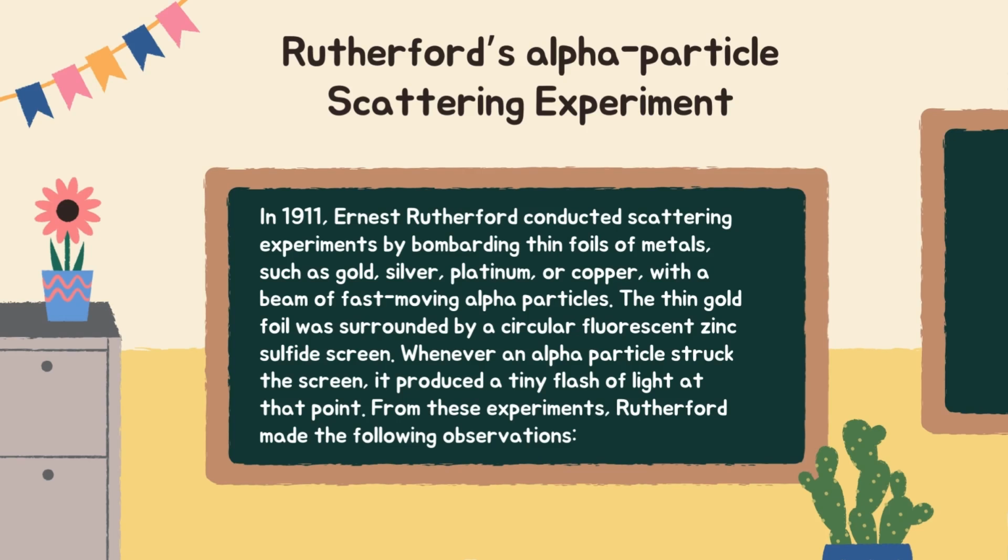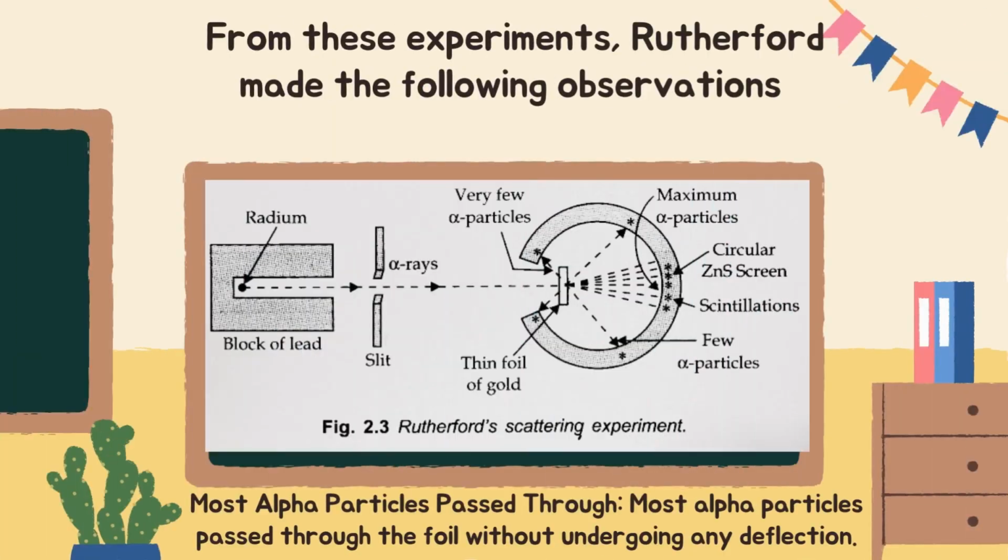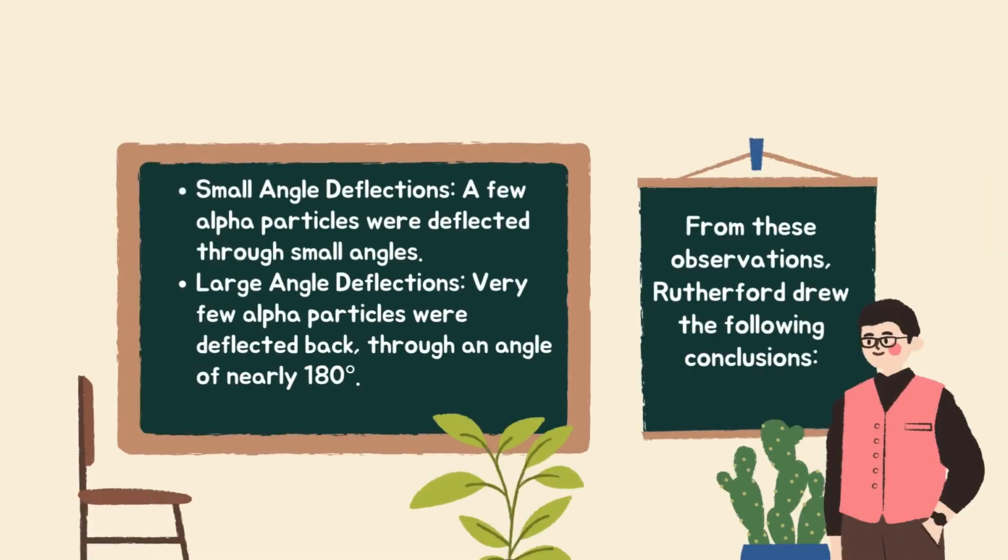From these experiments, Rutherford made the following observations. Most alpha particles pass through the foil without undergoing any deflection. A few alpha particles were deflected through small angles.